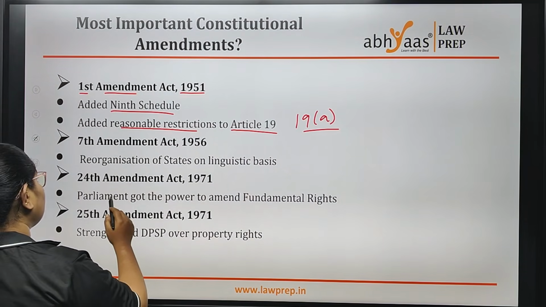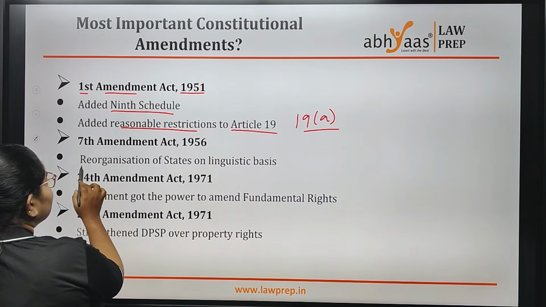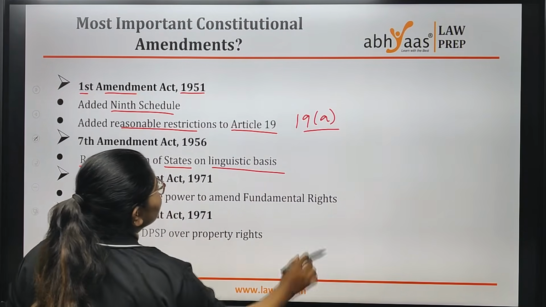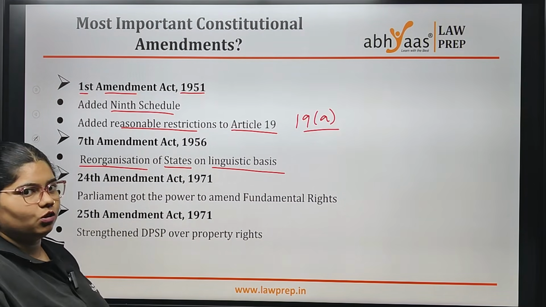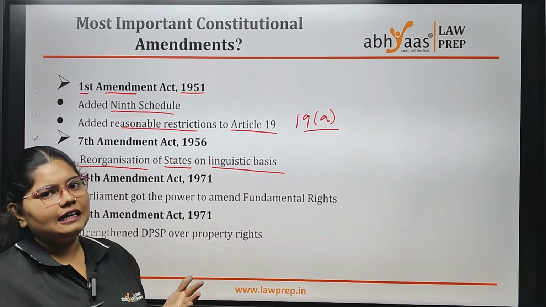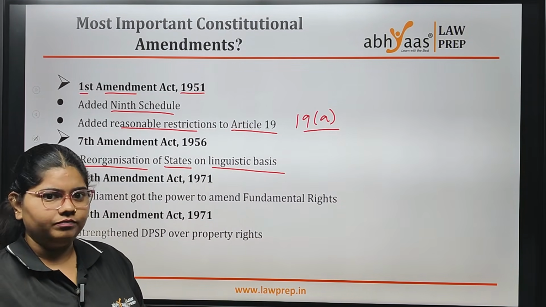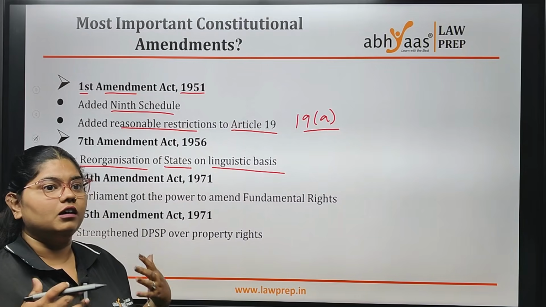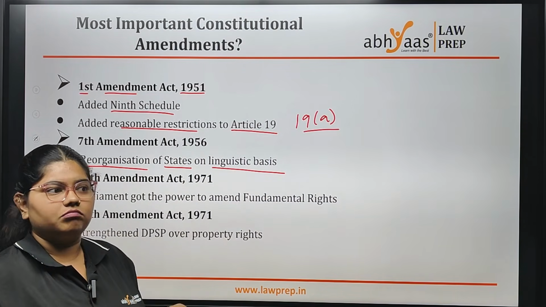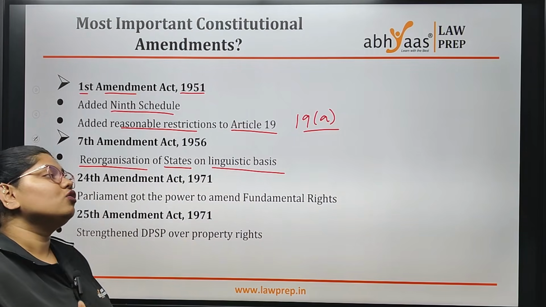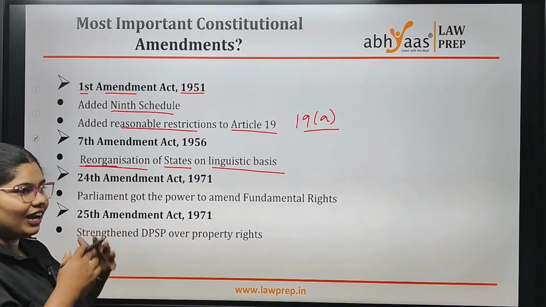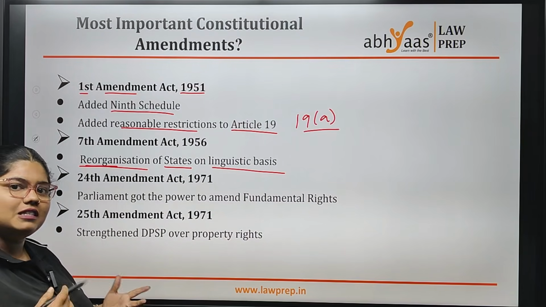Then comes your 7th amendment, which talks about reorganization of states on a linguistic basis. As you all know, linguistic is nothing but languages. Telugu speaking areas will be one state, and your Tamil speaking areas will be treated as one state. Your Marathi speaking areas will be treated as one state. So on the basis of language, we have reorganized your states.